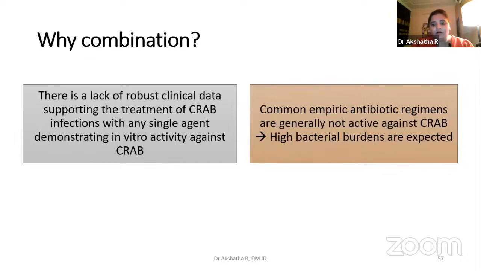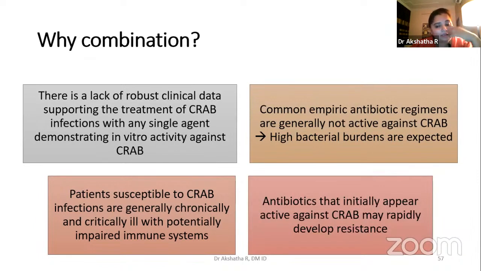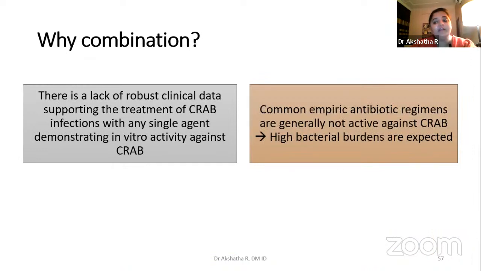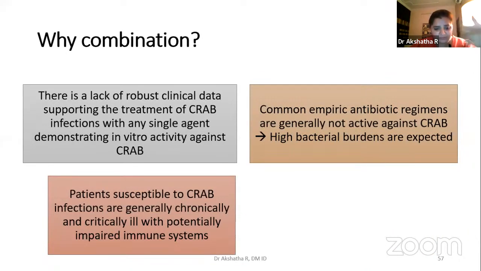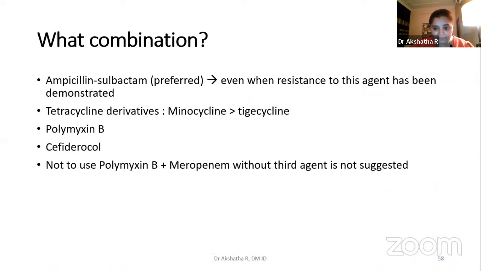Then next, most of the patients who develop CRAB infection are usually hospitalized for a long time. They will be on so many empiric antibiotics, so we expect a very high burden of bacteria. These patients are treated with empiric antibiotics like ceftriaxone, vancomycin, etc., which will not cover your CRAB. And these patients are chronically and critically ill with potentially impaired immune systems, and antibiotics which can appear susceptible now can rapidly develop resistance because, as I have shown before, there are multiple modes of antibiotic resistance.